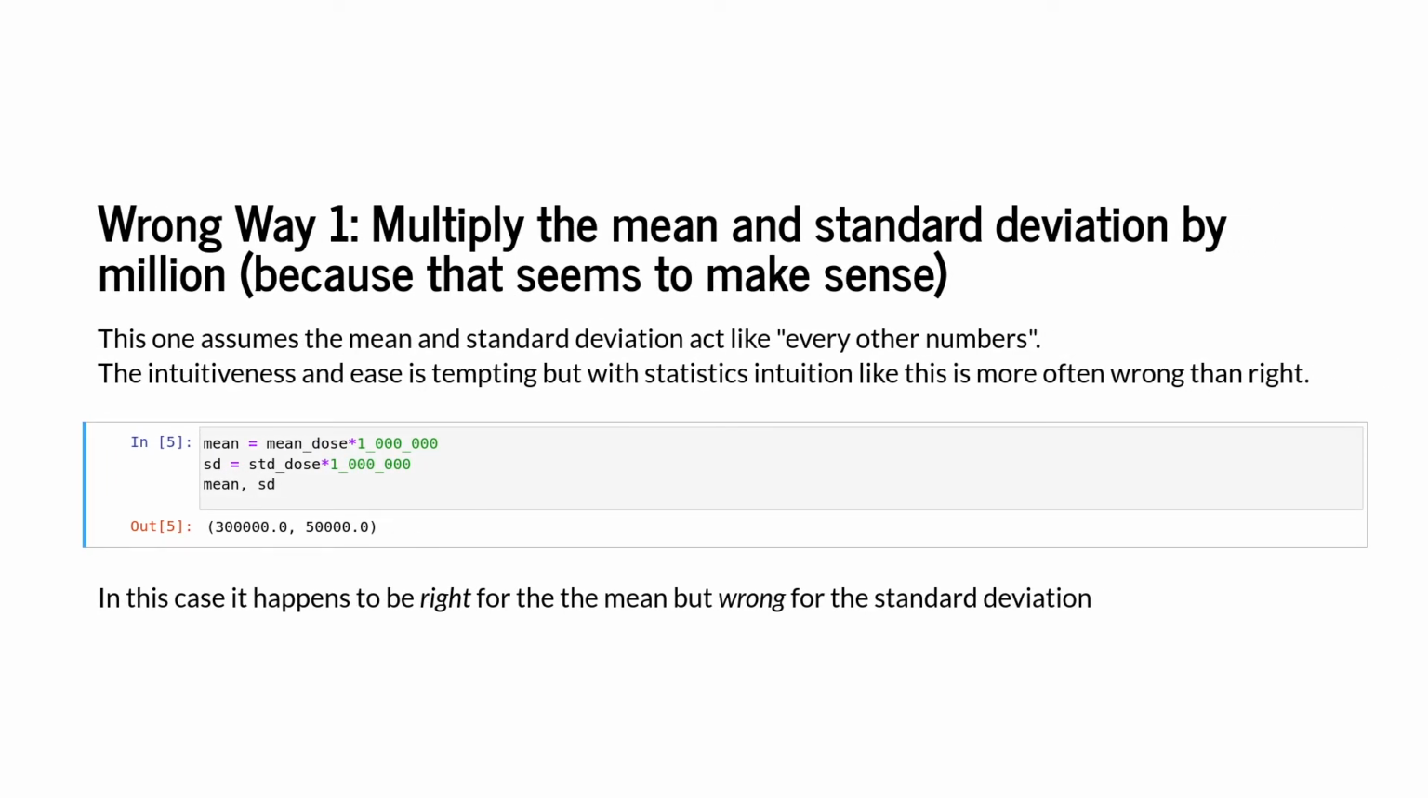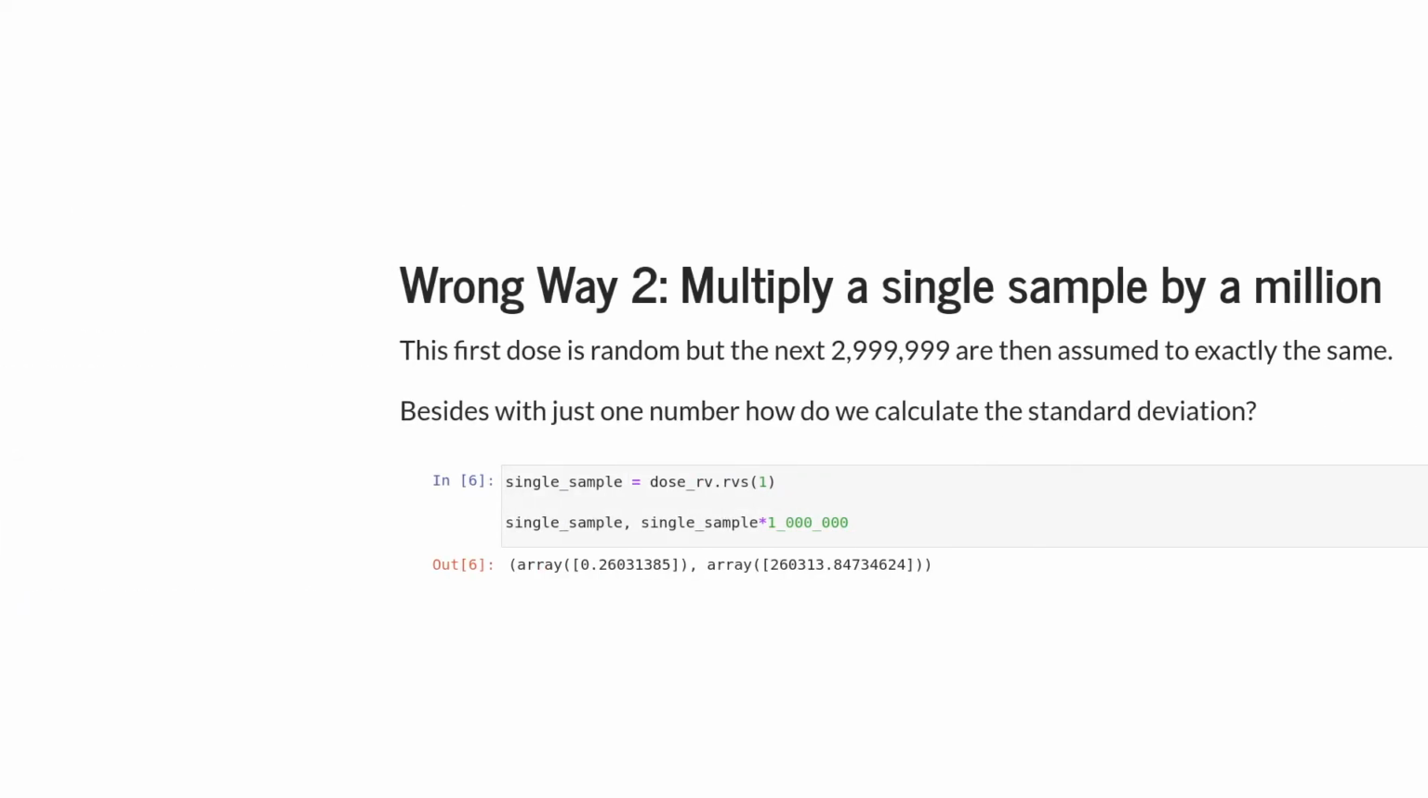The first wrong way that I've seen be done is you just take the parameters, the mean and the standard deviation, and you multiply them both by 1 million. This really feels intuitive. It feels like it makes sense. We've been so used to multiplying numbers for so long, I feel like we can just do the same thing here, but it's definitely wrong. In this case, it happens to be right just for the mean, but it's very wrong for the standard deviation.